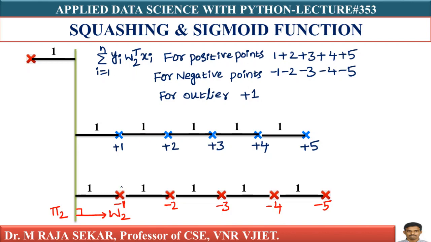In similar manner, I can calculate for negative points. What is the label for this point? Minus 1. What is W2 transpose Xi? The distance is 1 unit. It is in the direction of normal only. Therefore, minus 1 into plus 1 is minus 1.